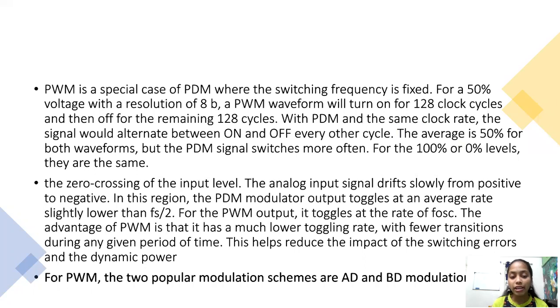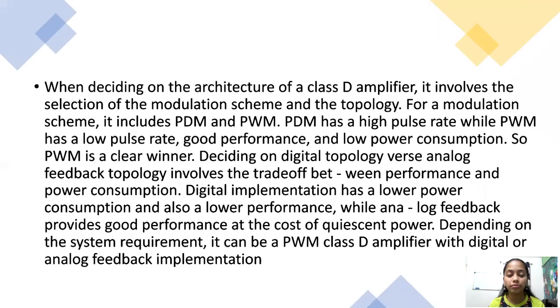The advantage of PWM is that it has a much lower toggling rate, with fewer transitions during any given period of time. This helps reduce the impact of the switching errors and the dynamic power. For PWM, the two popular modulation schemes are AD and BD modulation.